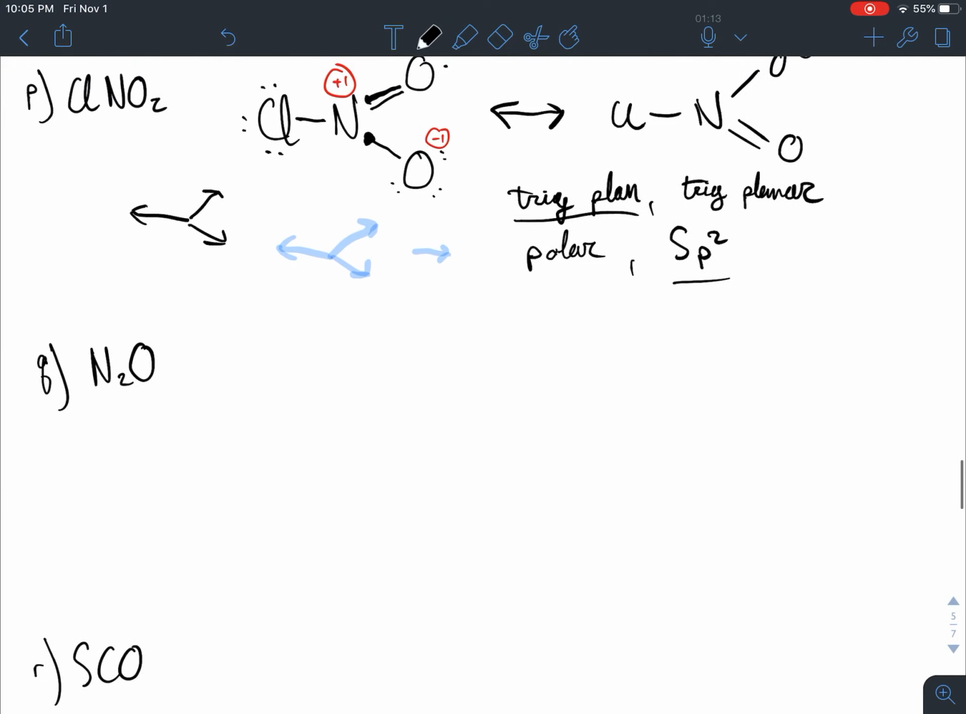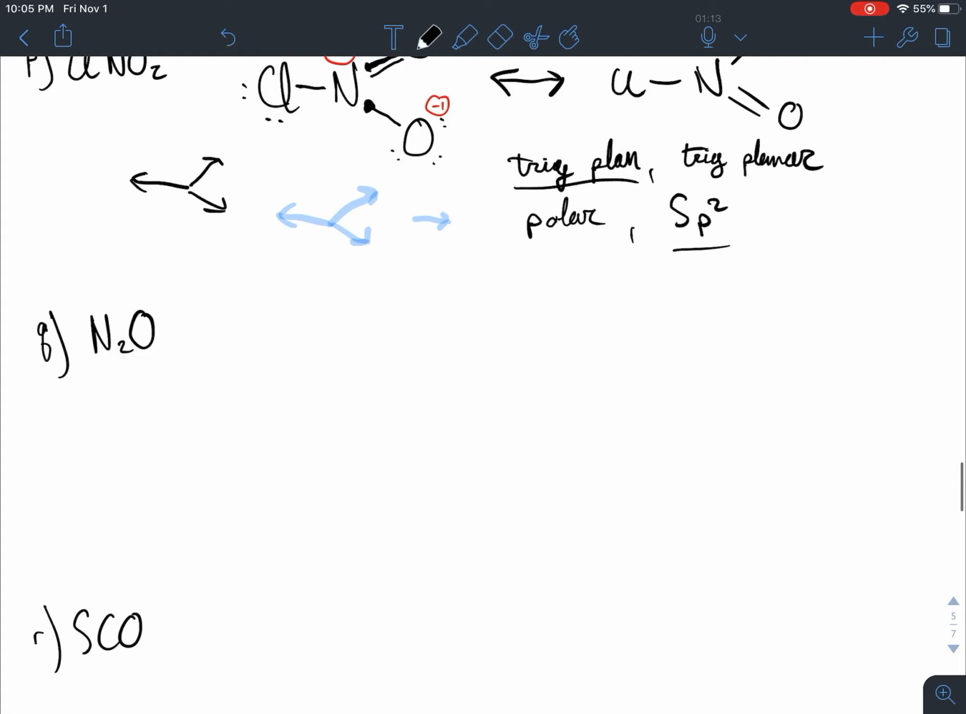N2O, that sounds like it's probably pretty easy compared to what we've been talking about. Okay, so what's the central atom? I don't know. Maybe oxygen is. Oxygen is 6. Nitrogen is 5. Let's connect the dots and see what we got.